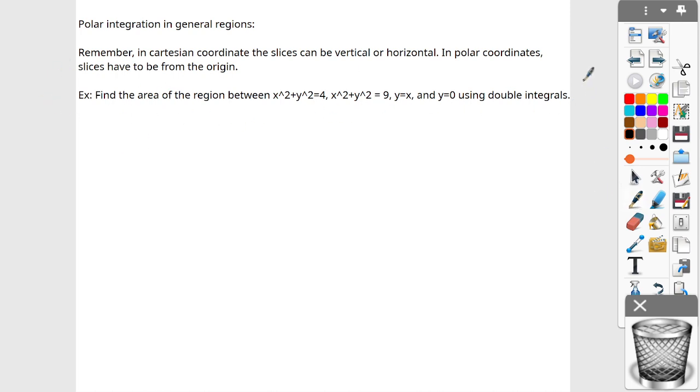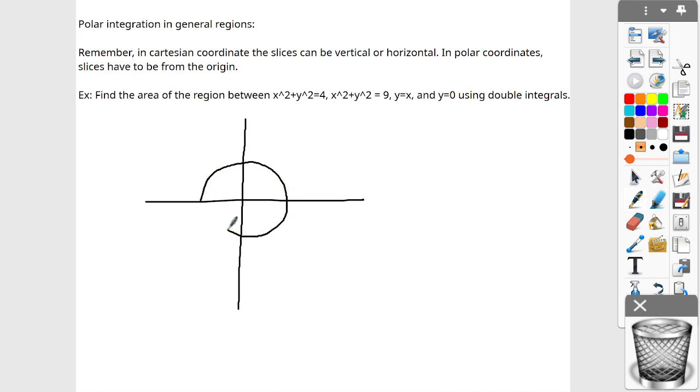Find the area of the region between these functions using double integrals. So obviously you can just not use double integrals, but we're going to use them because we are calculus students, not algebra students or geometry students. So the first circle will look something like this, and then the second circle will look something like this. Alright, I drew it very well until I got to the end. There you go, something like that. Y equals x. And y equals 0.